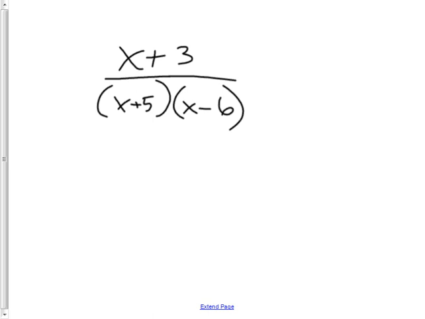I'm not going to make any lame references to being all about the base, but it is. So we have x equals -5 and x equals 6 are the two things that would crash this function.